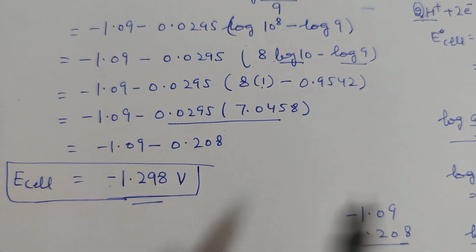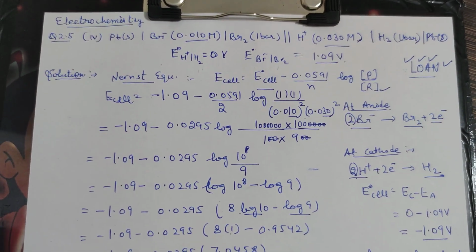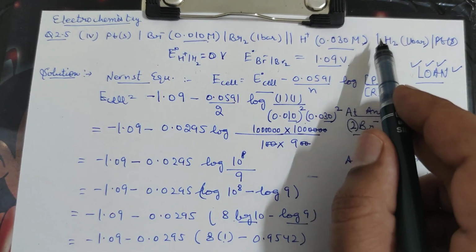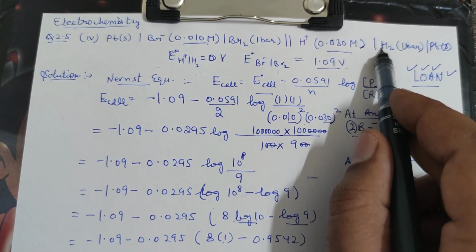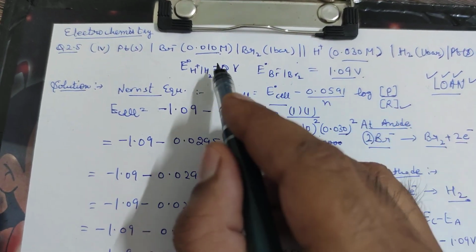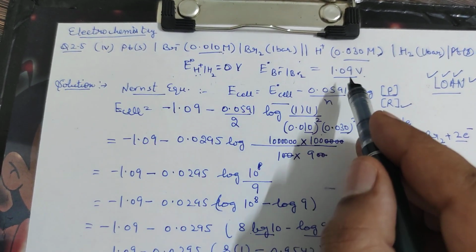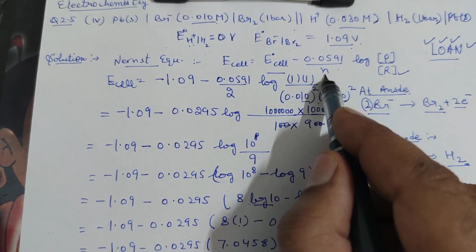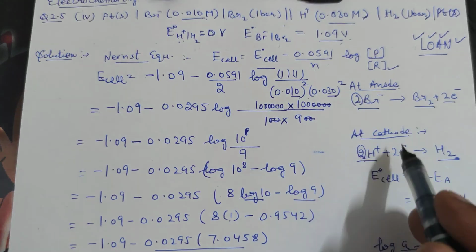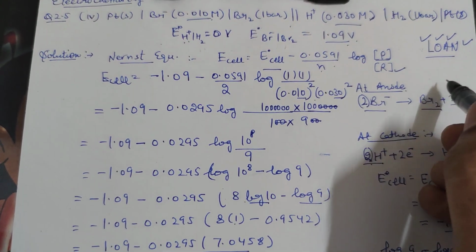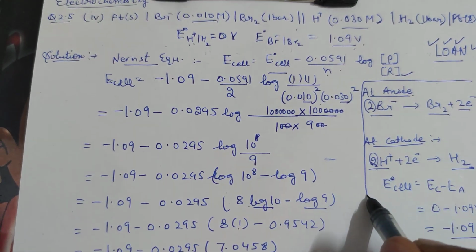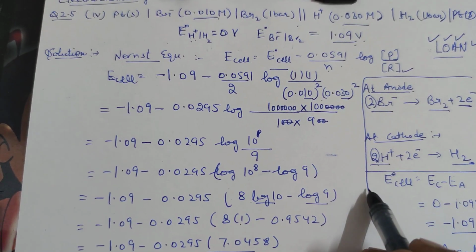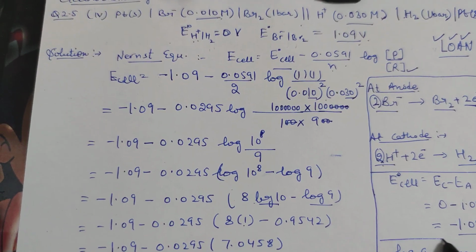Okay, the final value. So let's check it again. What you have to do? This is the left side of the cell, meaning the anode side. This is the right side of the cell, which is the cathode side. This is the salt bridge. These are the electrode potential values of hydrogen and bromine. Next is the equation formula, and firstly we will find out the value of n. And how to find it? Firstly we will write the equations at the anode and at the cathode. Then after that we will check the number of electrons exchanged. Then we will find out the value of E0 cell.